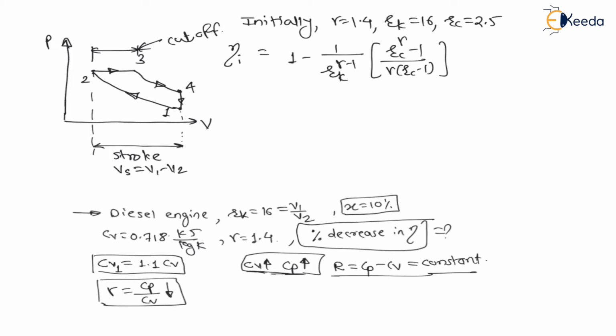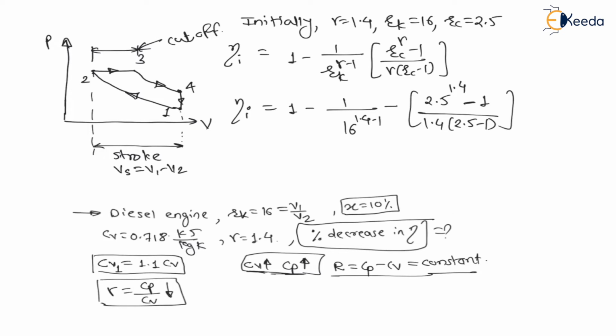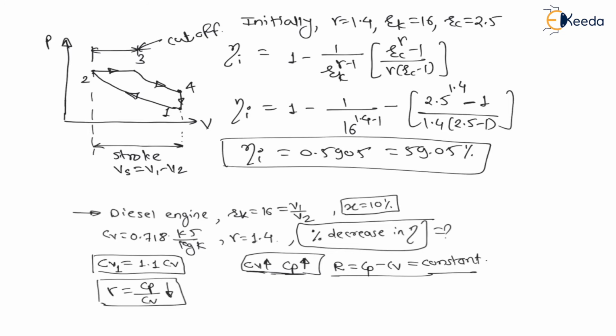This is the formula to find the efficiency of the diesel cycle that we have already derived in theory lectures, right? So let us find the initial efficiency of the cycle. Efficiency is equal to 1 minus 1 upon 16 power 1.4 minus 1, times 2.5 power 1.4 minus 1, divided by gamma, 1.4, into bracket 2.5 minus 1. Now if I solve this for the initial efficiency, I will get 0.5905, which is nothing but 59.05%. This is the initial efficiency when the CV is 0.718 and gamma is 1.4.